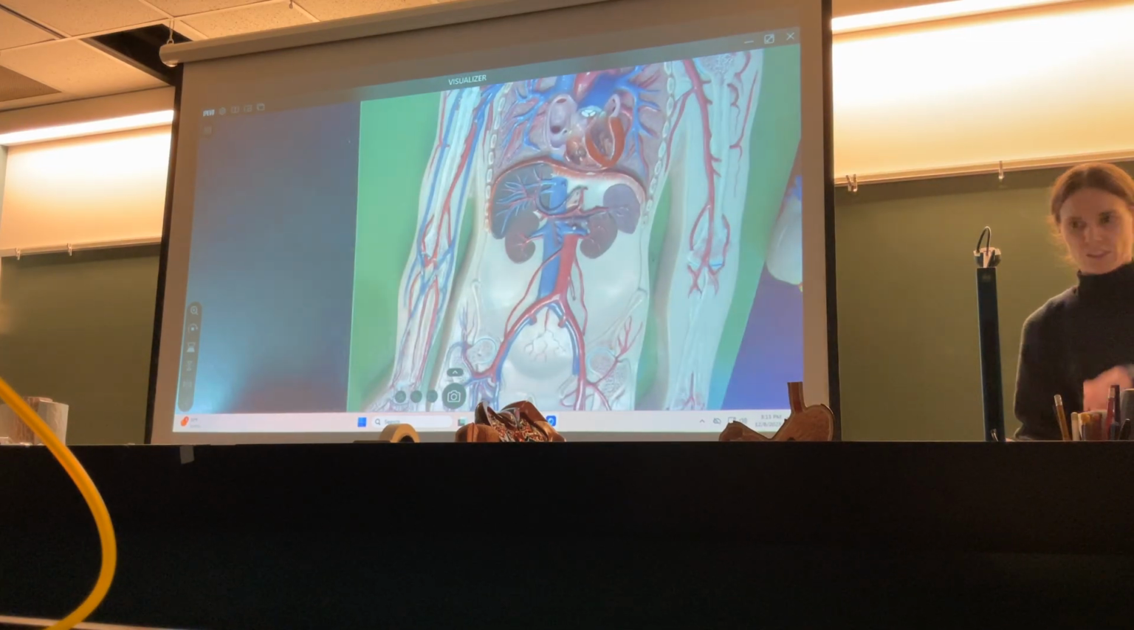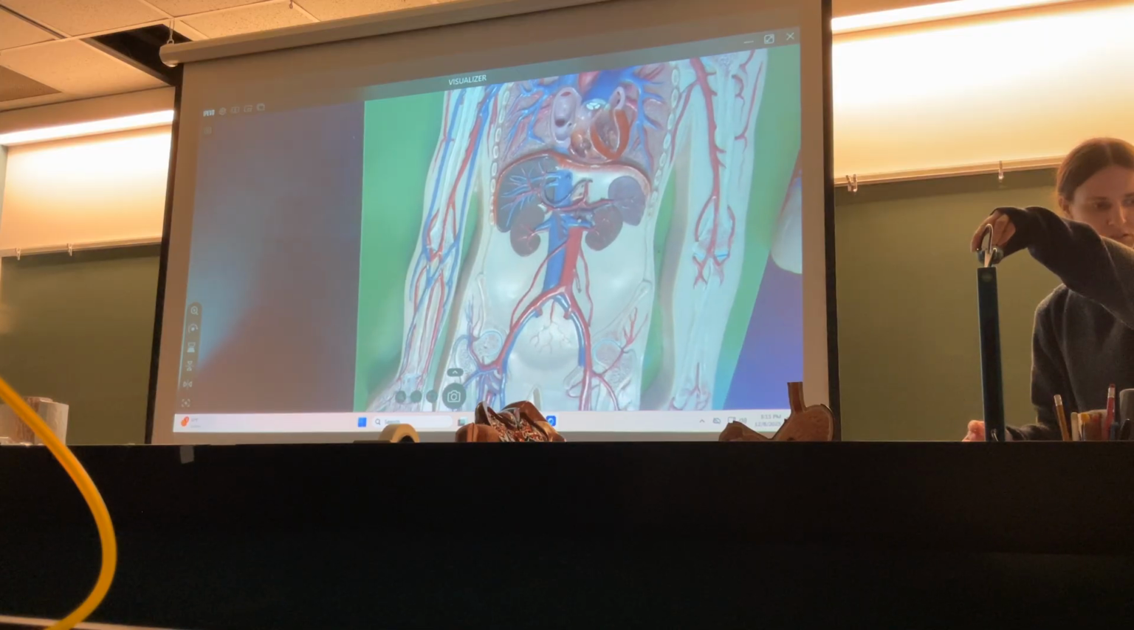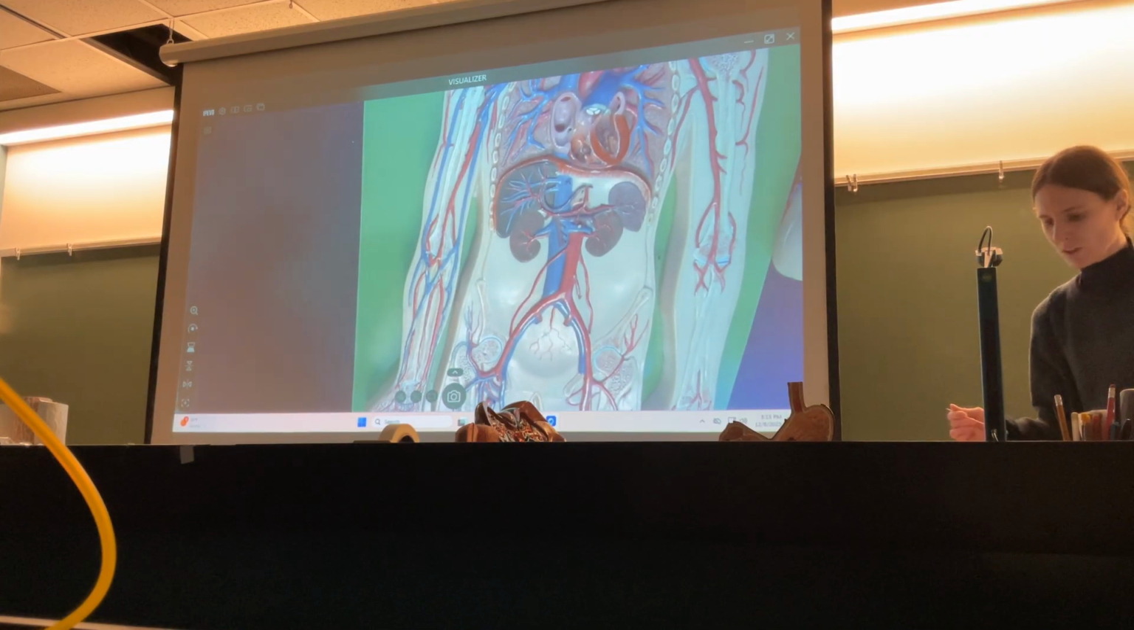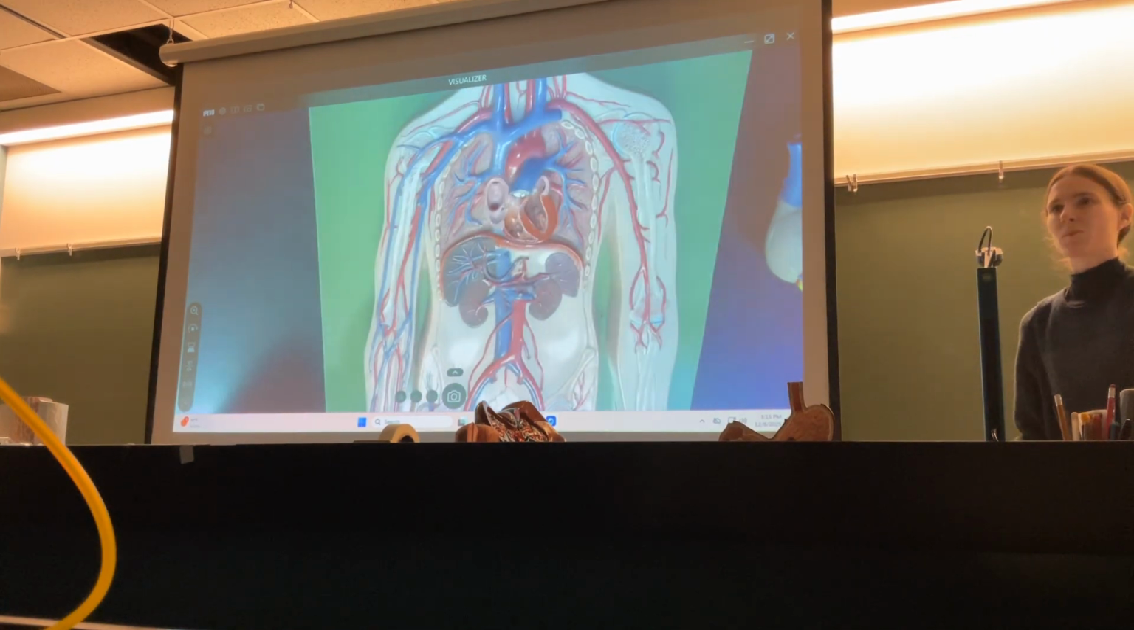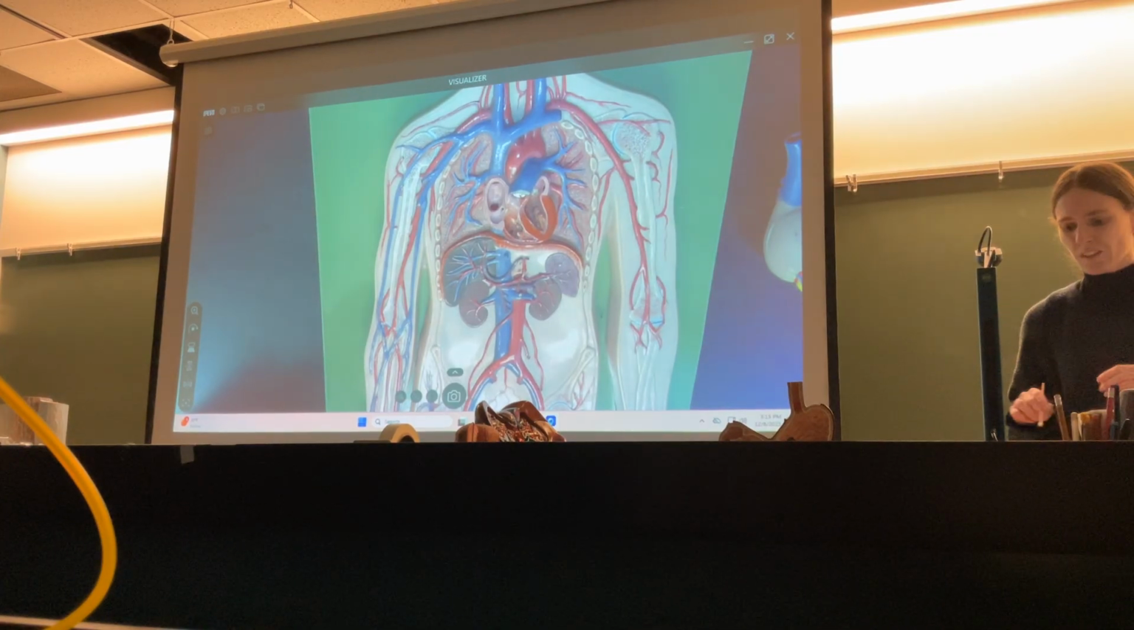And then finally down here, you have the palmar arch. So the arm is pretty straightforward, I think.